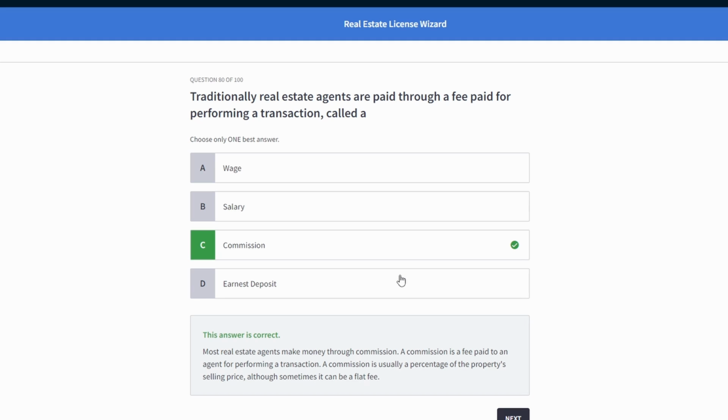The earnest deposit is just that first chunk, the promise to purchase property that the buyer gives the seller as an earnest to show their trust that they're willing to purchase that property. That has nothing to do with the commission that is being paid out. So just keep that in mind. Those are completely separate things.